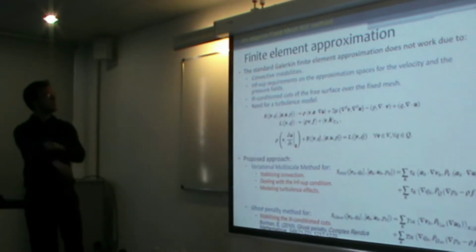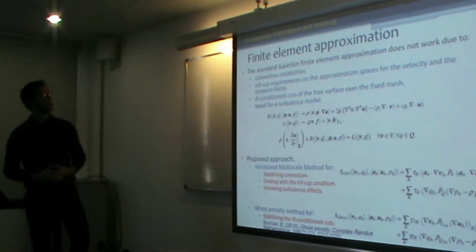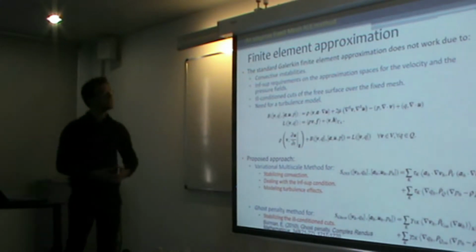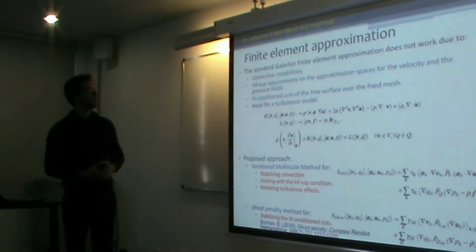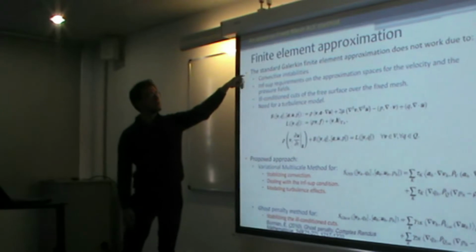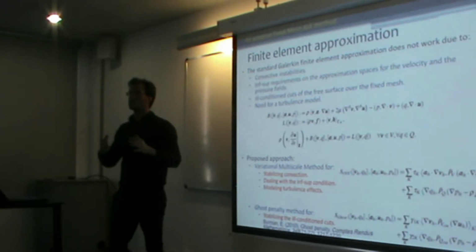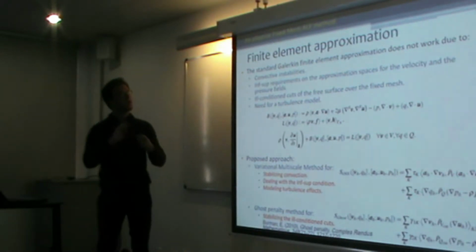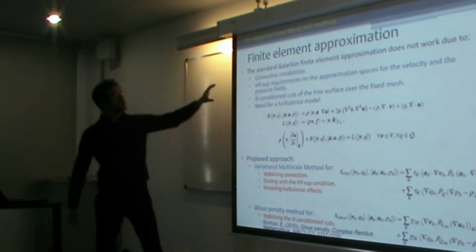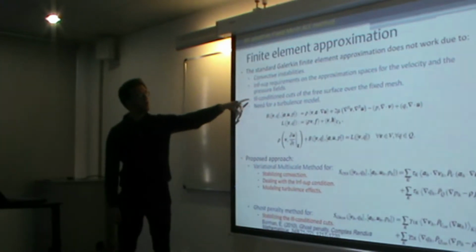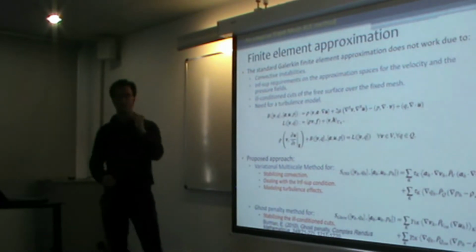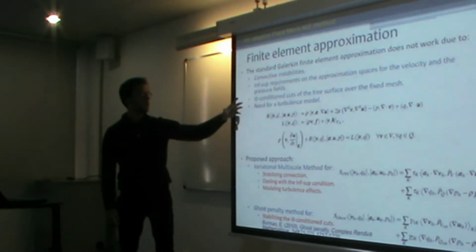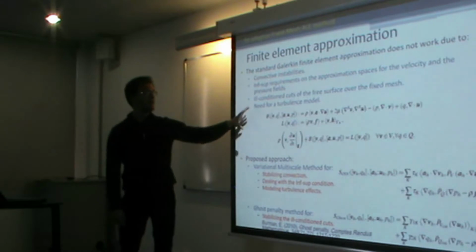Regarding the finite element approximation, it is well known that the incompressible Navier-Stokes equations suffer from a number of instabilities if you use the standard Galerkin finite element. So we are going to have convective instabilities, then we are going to have incompatibility of the spaces if we do not want to use stabilization, a compatibility of the spaces between the space for velocity and the pressure. But also, if we are using embedded methods, we are going to have ill-conditioned cuts of the free surface over the fixed mesh. And since we are going to be dealing with high Reynolds numbers, we are going to need a turbulence model.